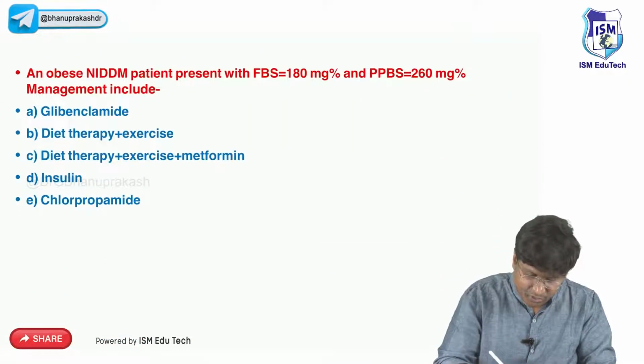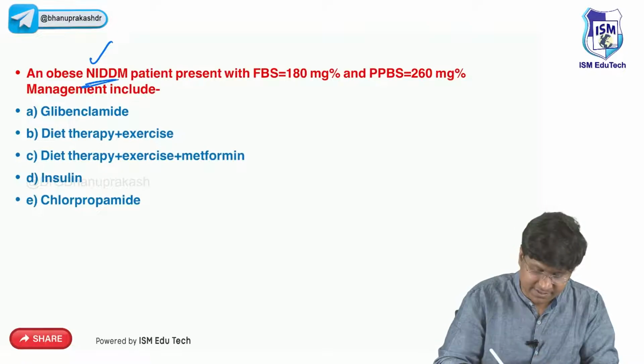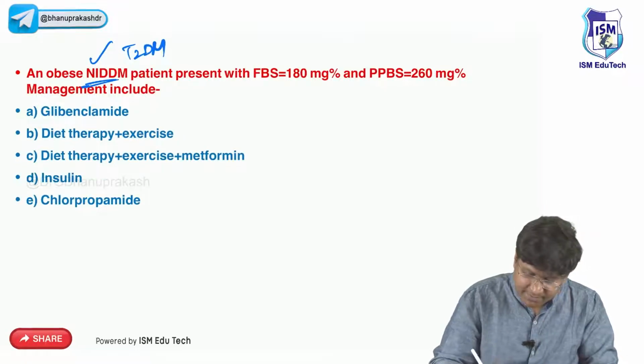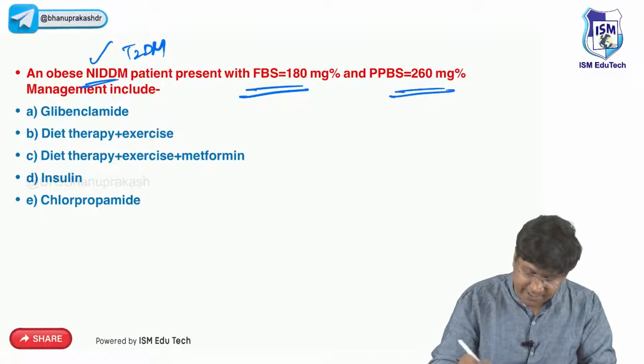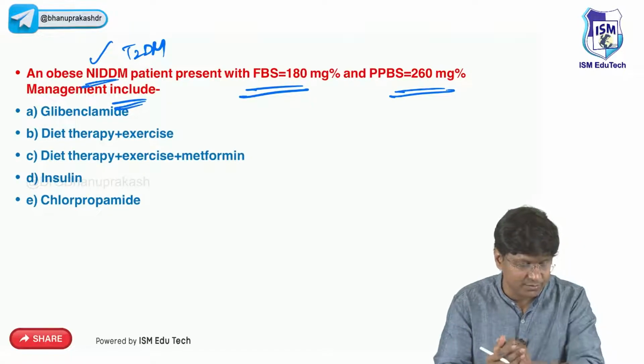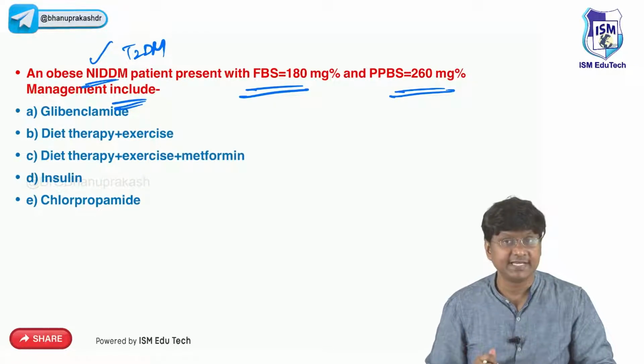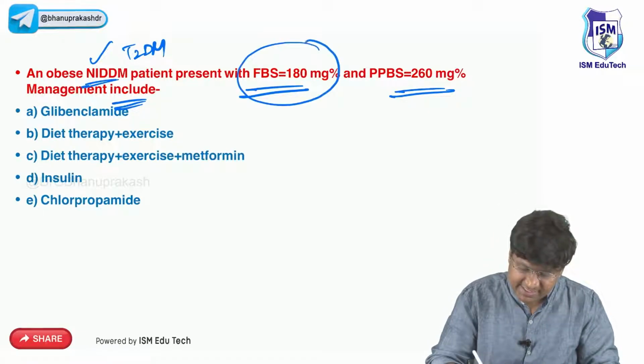Right now, in an obese, non-insulin dependent diabetes mellitus, that means what? Type 2 diabetes mellitus, presents with fasting 180, postprandial 260. What does the management include? So now what exactly is the drug of choice here? Because this is in a diabetic range.